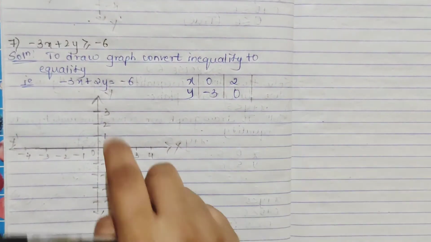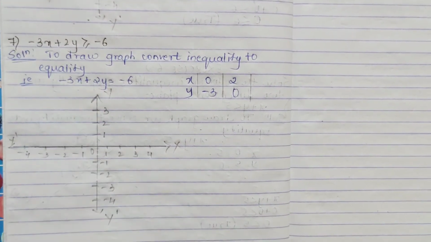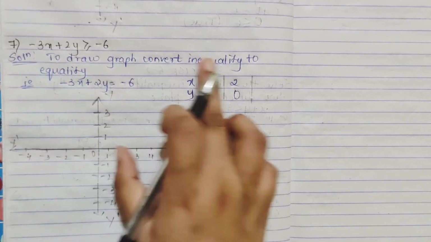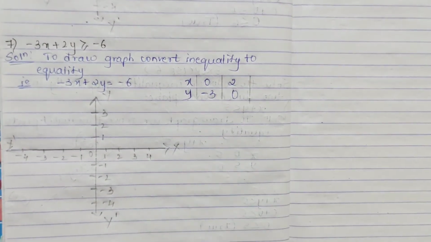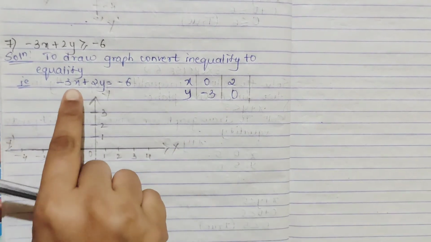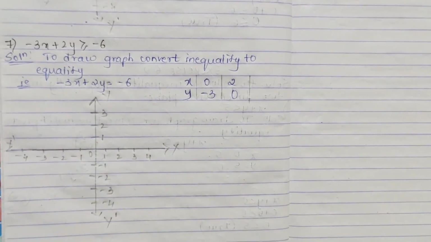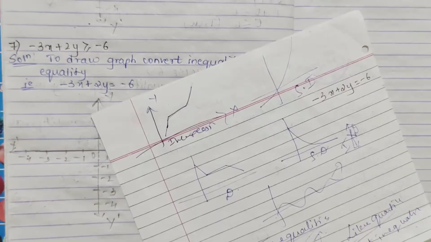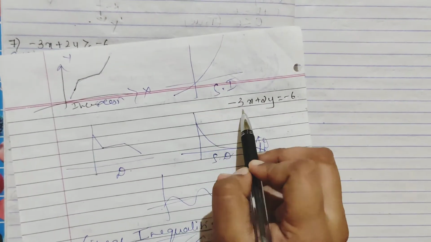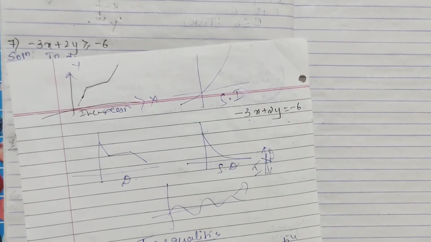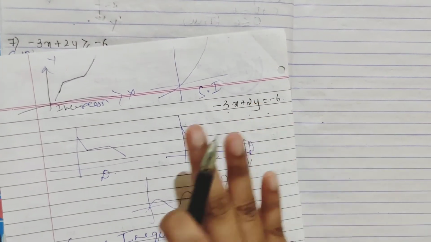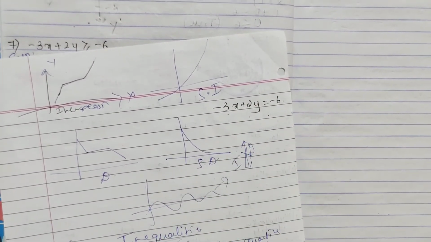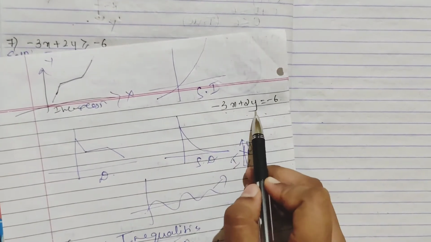So I have taken the 7th one, minus 3x plus 2y greater than or equal to minus 6. Same way, write it and plot the points. You are understanding how you have to find the points, right? First, you have to put any value in x. So I have taken minus 3x plus 2y equal to minus 6. You can consider either x or y.